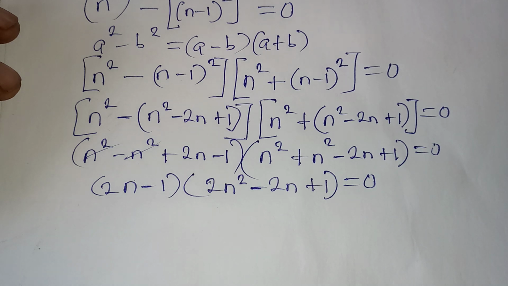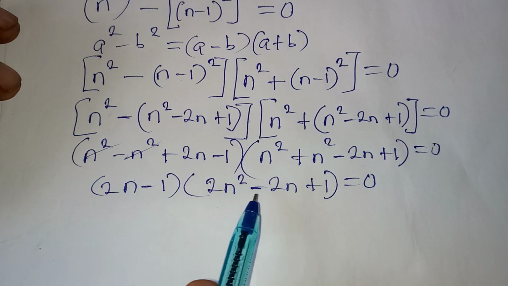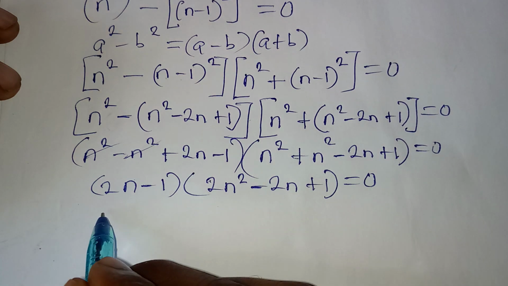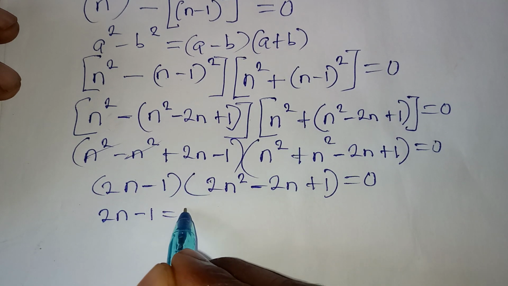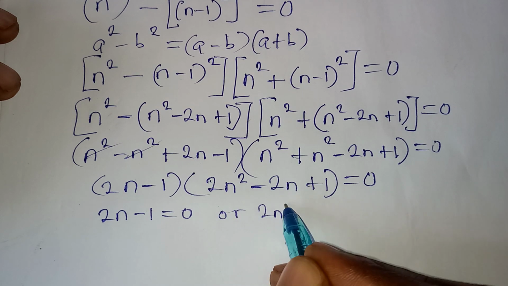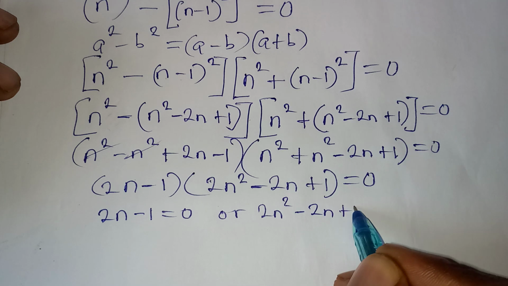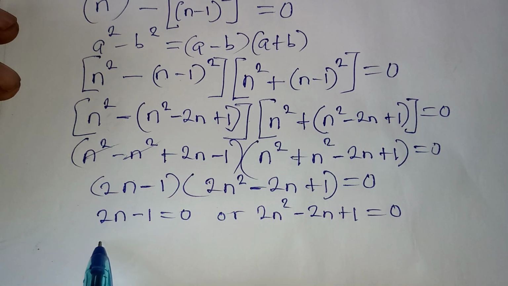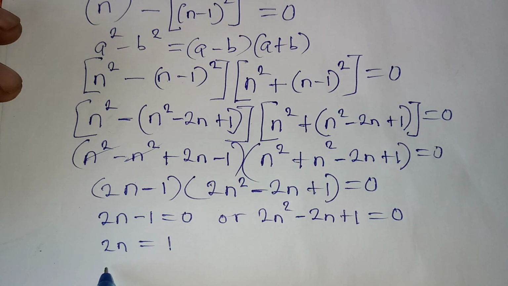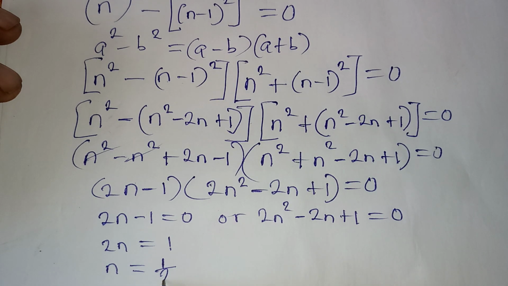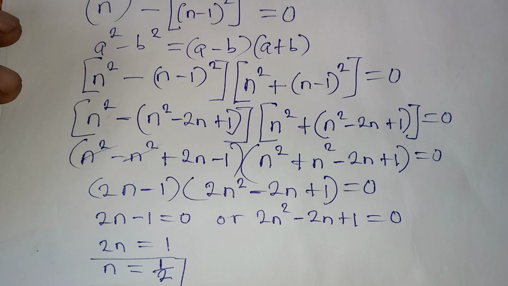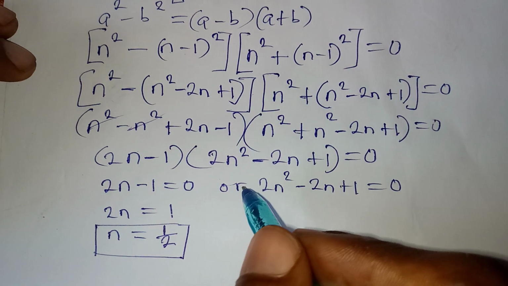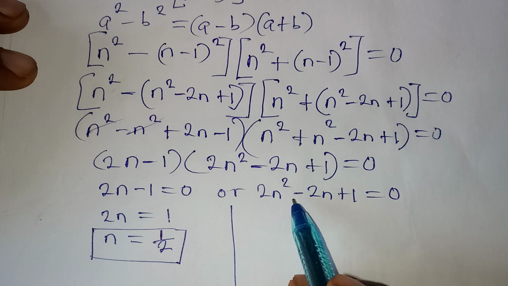And now I will apply the zero product rule that says either one of them is equal to 0 or both of them are equal to 0. So meaning 2n minus 1 is equal to 0, or 2n squared minus 2n plus 1 is equal to 0. So from here now, I'll have 2n equal to 1, and then n will be equal to 1 divided by 2. So this is one of the values of n that we can have. Now, I want us to work on the other side so we can get the other values of n.